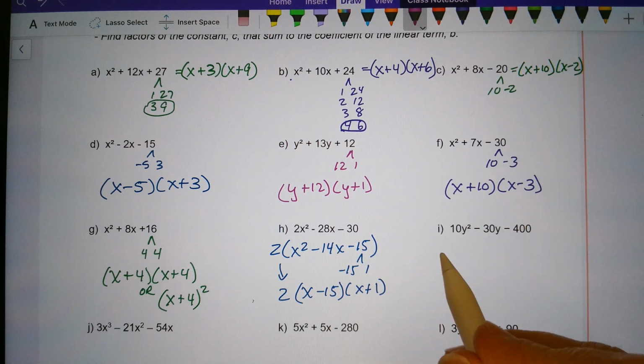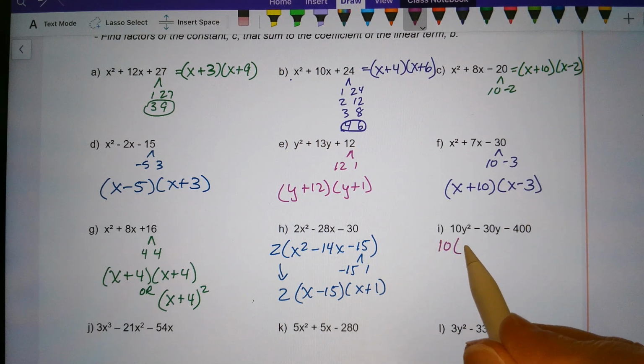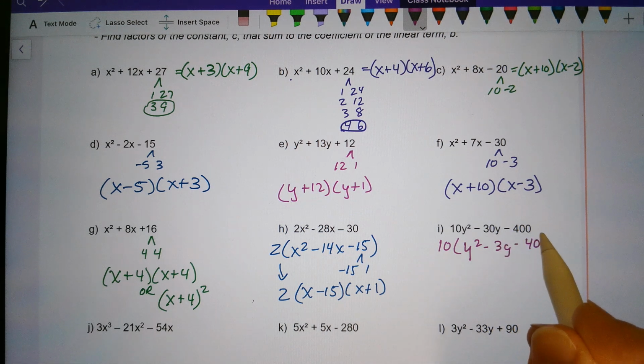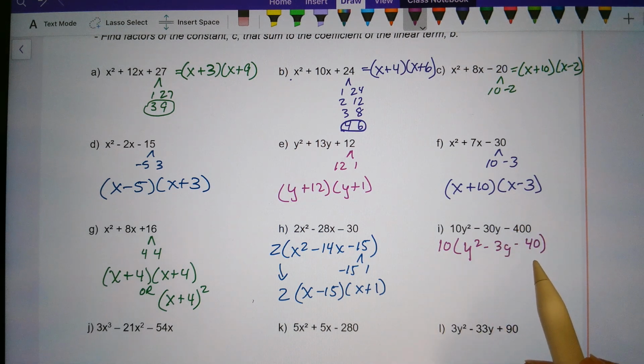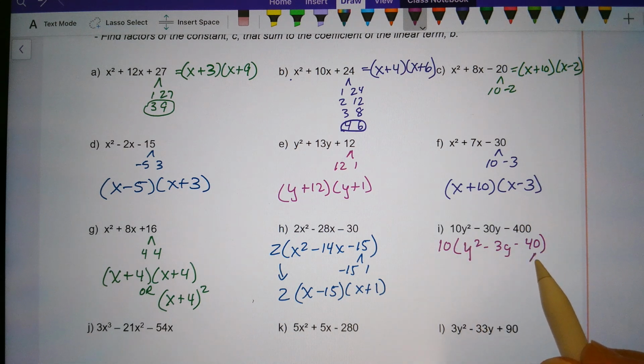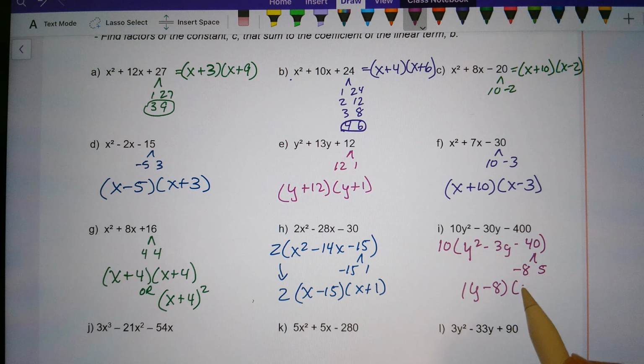I, there's a GCF of 10 here. Y squared minus 3y minus 40. And now the trinomial inside parentheses, leading coefficient is 1. The factors of negative 40 that sum to negative 3 are negative 8 and positive 5. Y minus 8 times y plus 5. Bring down the GCF 10.